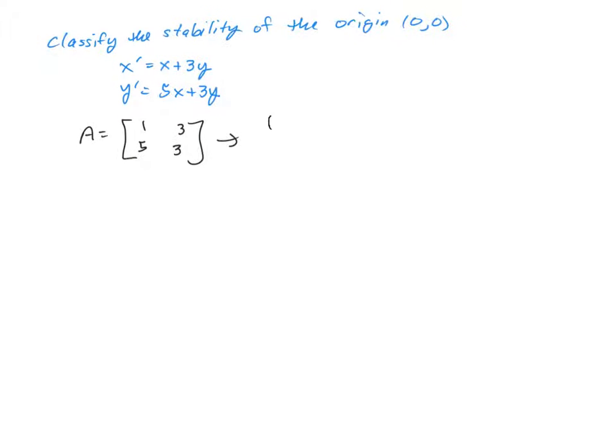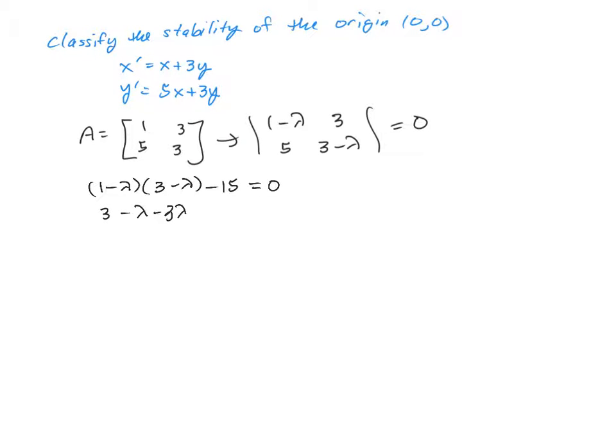To find the eigenvalues, we once again subtract lambda off of the main diagonal. And we take this determinant and set it equal to 0. So it's 1 minus lambda times 3 minus lambda minus 15 is equal to 0. So that's 3 minus lambda minus 3 lambda plus lambda squared minus 15 is equal to 0. So that's lambda squared minus 4 lambda, and it looks like minus 12 is equal to 0.